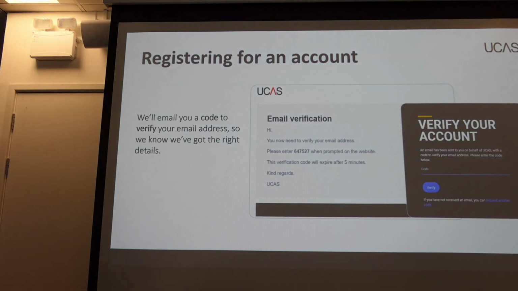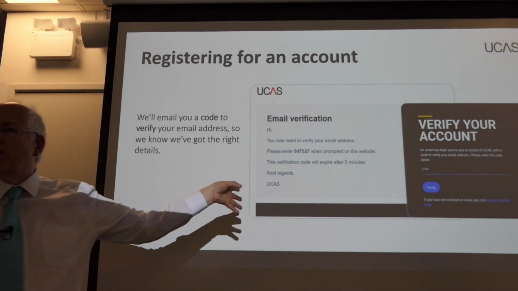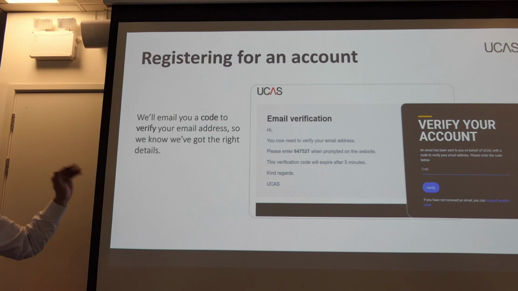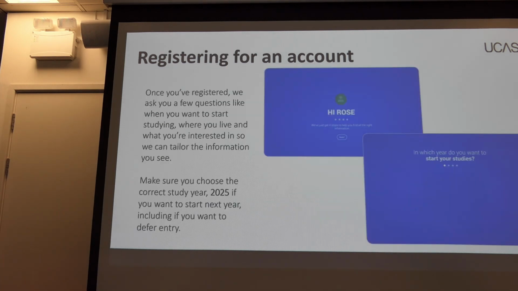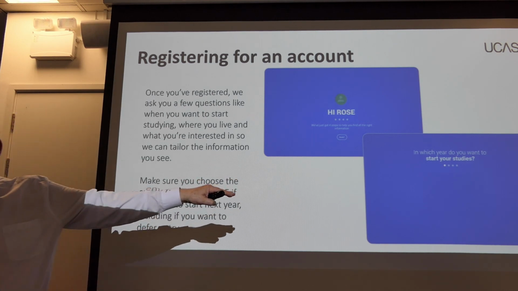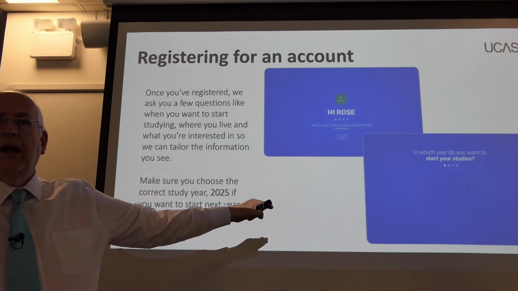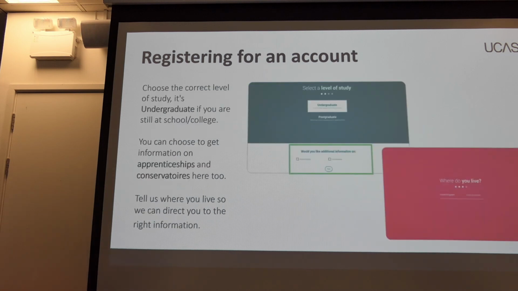You will need to verify your email address, and it will send you back a code which you will have to type in. This is why I say it's best to do this on a PC, because it's much easier than fiddling around on a phone, copying and pasting numbers across and flipping backwards and forwards. Once you've registered, make sure you pick the study year of 2025. Make sure you get the right year, and it will then start to gather information about you.